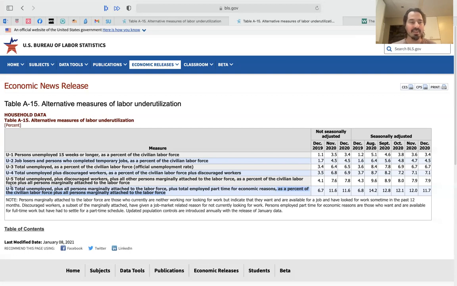So this U6 is going to be a lot higher than U3 because it's including those people who are part-time workers that want to be full-time. It's including your discouraged and marginal workers, right? So we can see here that this U6 measure is 11.7, right? That's considerably higher than the 6.7 of the official unemployment rate. You'll sometimes hear people refer to this U6 as the real unemployment rate as it measures other forms of economic hardship. And I think it's a very important measure, right?